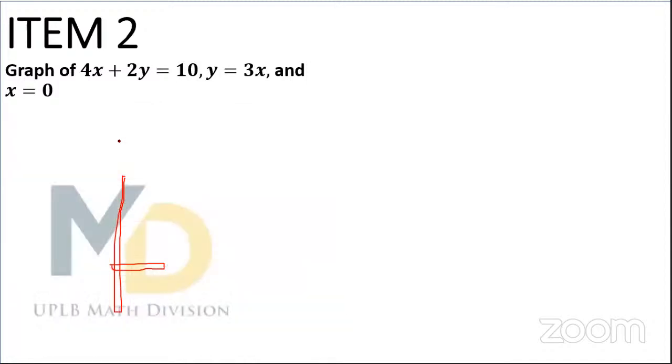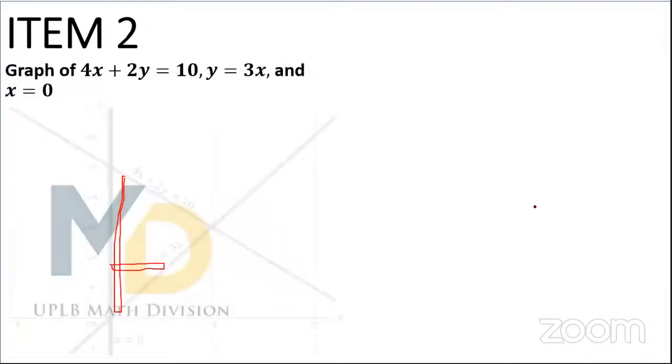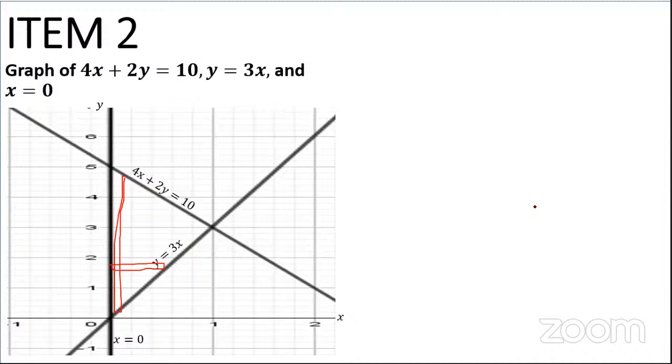Take note, our z earlier is given by 10 minus 4x minus 2y. Hence, that will be the integrand of our iterative integral. Then, for the bounds of the inner integral, since it is dy dx, we need to express the upper curve and the lower curve in terms of the variable x. The lower curve is 3x, no problem. This one, we have to convert into y equal to by isolating y, and we get 5 minus 2x. So for the inner integral, the upper bound is 5 minus 2x and the lower bound is 3x.